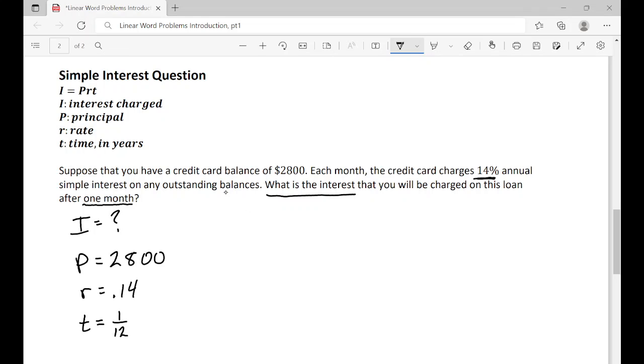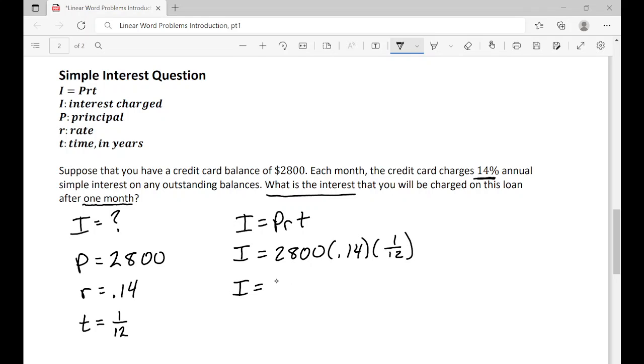And now we just plug it into our formula. I equals PRT. So I equals 2,800 times 0.14 times 1/12. And you can do it by hand, or you can just put it in a calculator, which is what I prefer to do. And I'm going to get 32.67. So what is the interest that you'll be charged? Again, we're dealing with money. So we are charged $32.67.